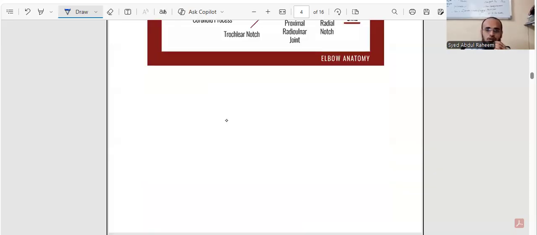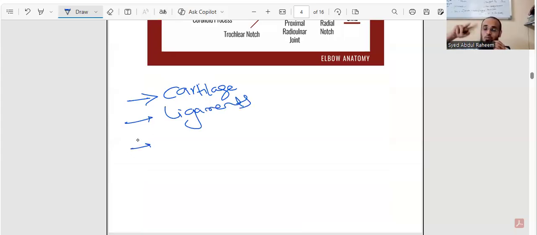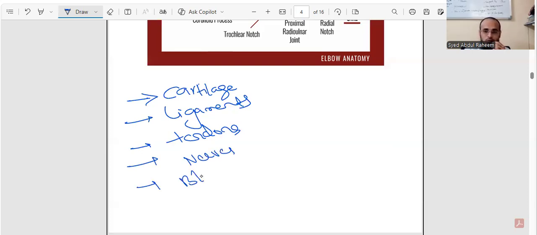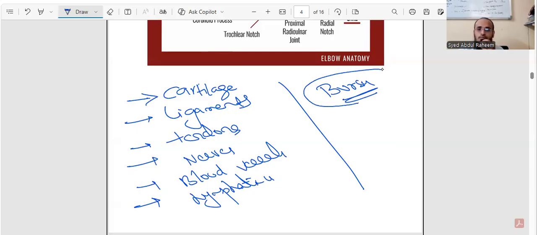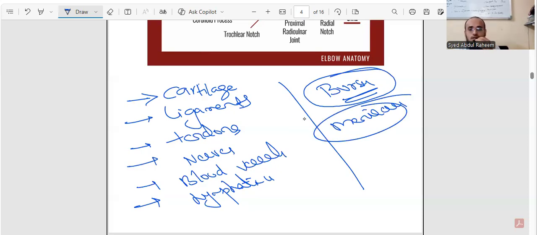Mostly in large joints you will see cartilage, number one, and ligaments, which are very important. Ligaments attach bone to bone and support the bone, and then tendons. You will also see nerves, blood vessels, both arteries and veins, and lymphatic vessels. All of these you will see in joints like the shoulder joint, elbow joint, and knee joint. You will see a bursa also, and in the knee joint you will see the meniscus. We will discuss that in knee clinical anatomy.